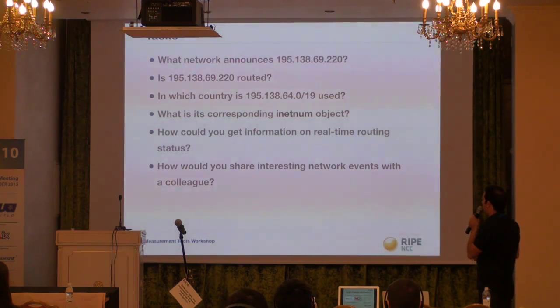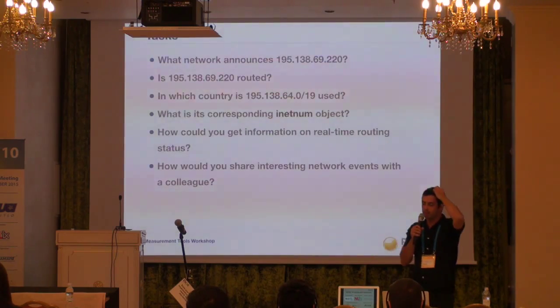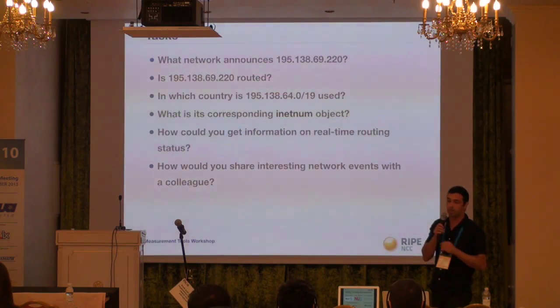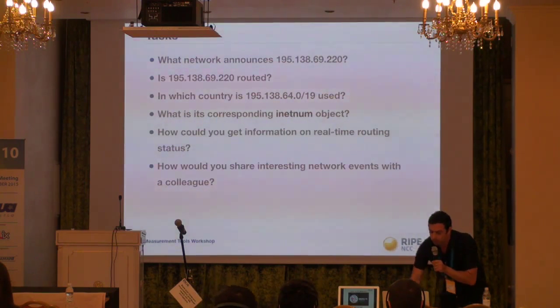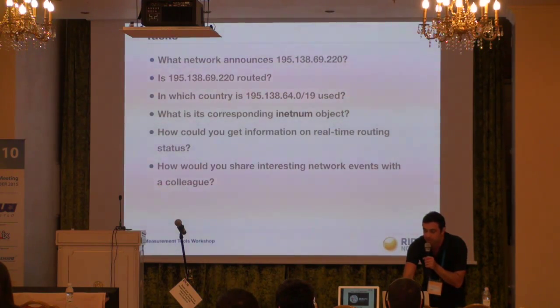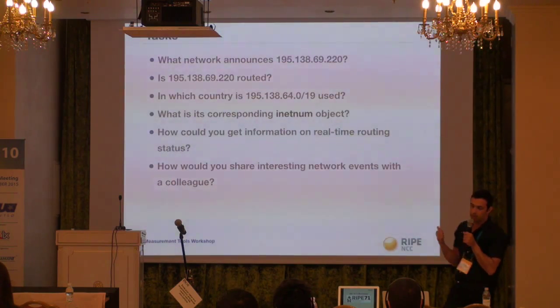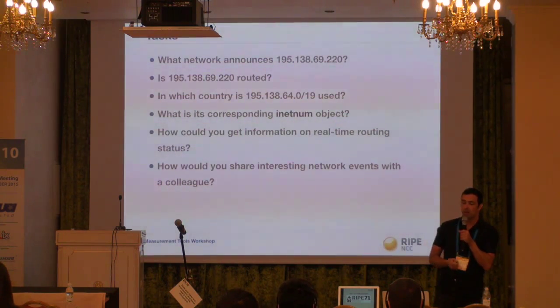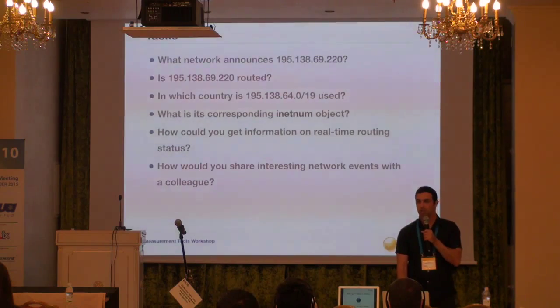So I have an IP address. I just want to get some more information from it. So what can RIPEstat tell me about this resource, this IP address? Okay, so 195.1.3. Well, actually, I have it written. So I'm going to type the IP address in on RIPEstat. And I want to answer some questions like which network is announcing this IP address? Is it actually being routed? How visible is it? Which country? And also, what is the corresponding inetnum object?